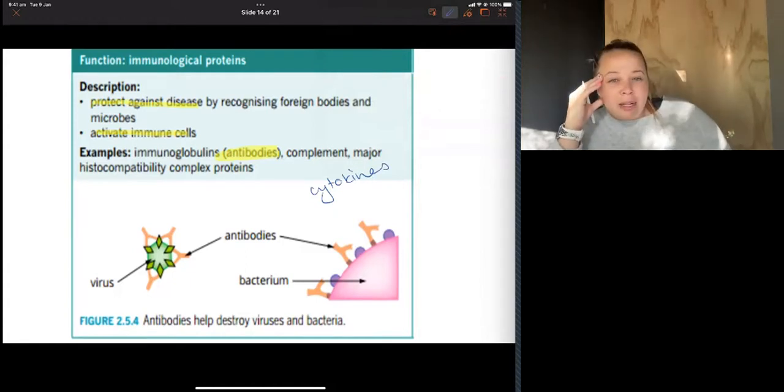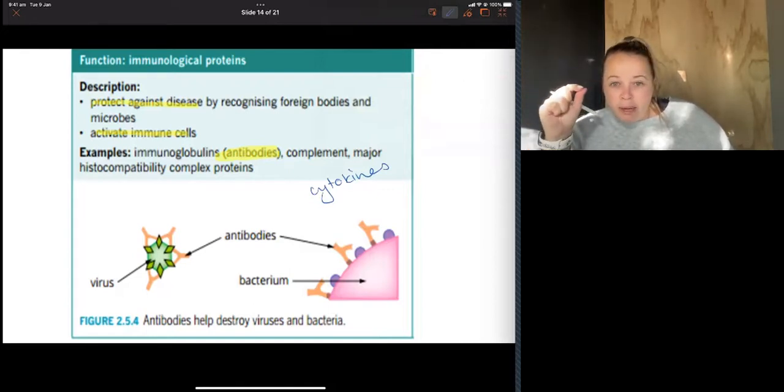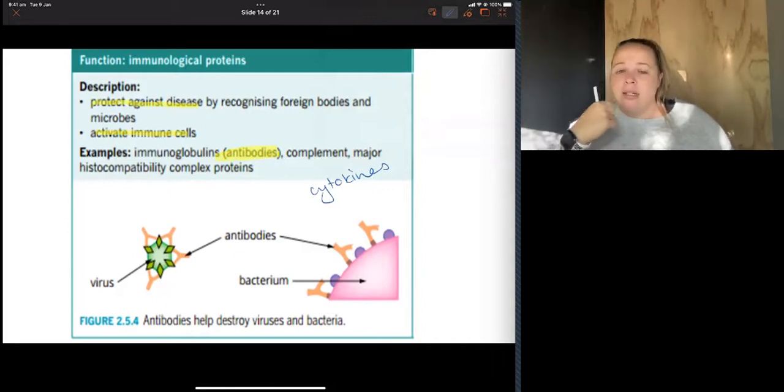Early on in the pandemic, there was a lot of talk about the fact that COVID was instigating a cytokine storm in people. And what they're talking about there is just our bodies were overproducing these cytokines, and we'll come back in Unit 4 and see what impact that might have on our bodies.